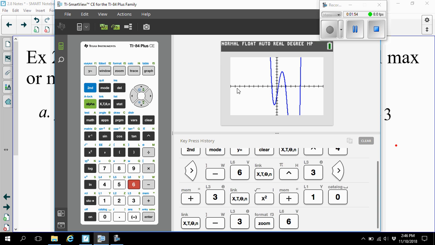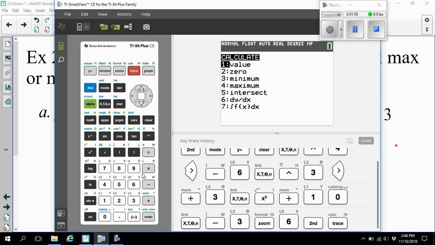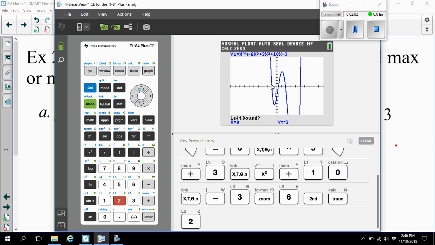In this case, we should have 4 solutions, and if we look back at our graph, we get 4 real solutions. To find these solutions, we go to second trace and then go to 0, number 2. I'm going to find the leftmost 0, so I move my cursor to the left bound. Left bound means we're on the left-hand side of our x-intercept, so that's above the x-axis. I press enter once. For the right bound, I go below the x-axis, press enter again, and then press enter one more time. Here one of my zeros is negative 1.137, rounded to 3 decimal places.